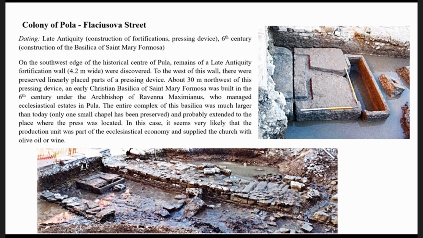This pressing device can also be linked with the Basilica of Santa Maria Formosa, which was constructed in the 6th century thanks to the Archbishop of Ravenna, Maximianus. He was very active in Pola during his mandate, and many new churches and monasteries were built thanks to him.